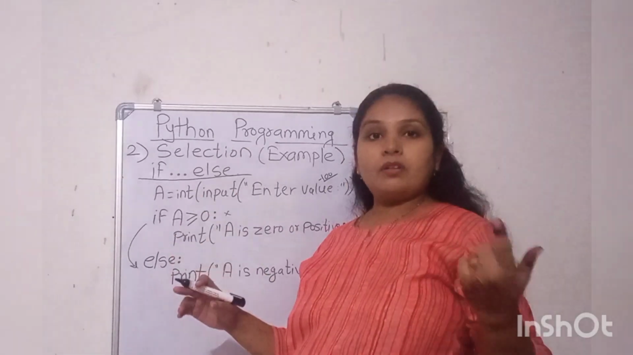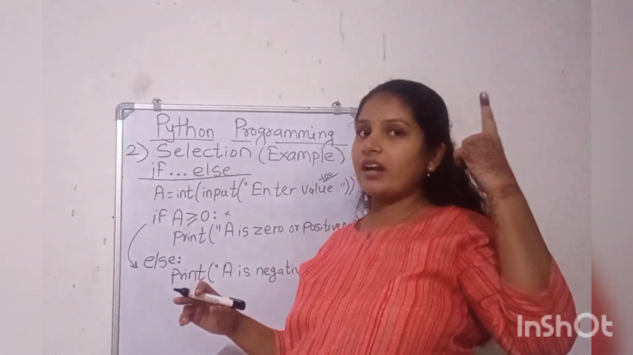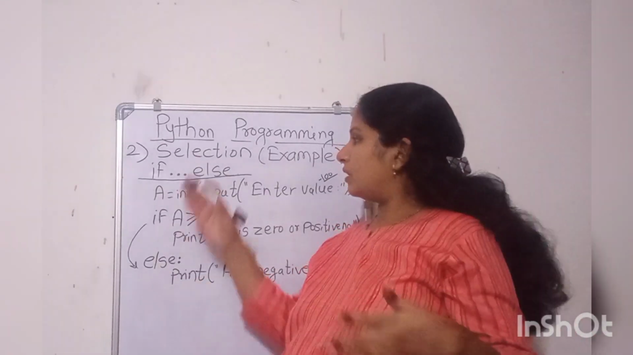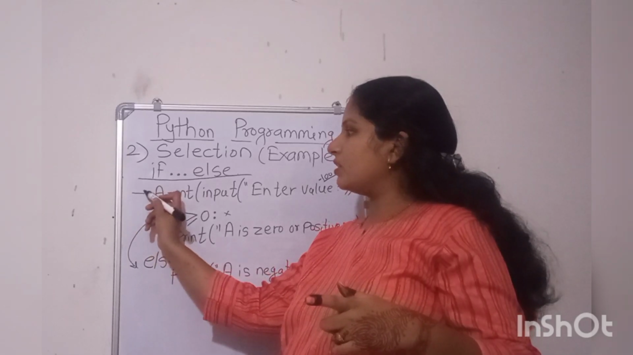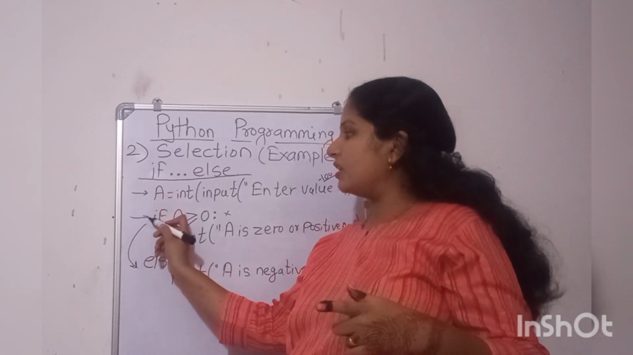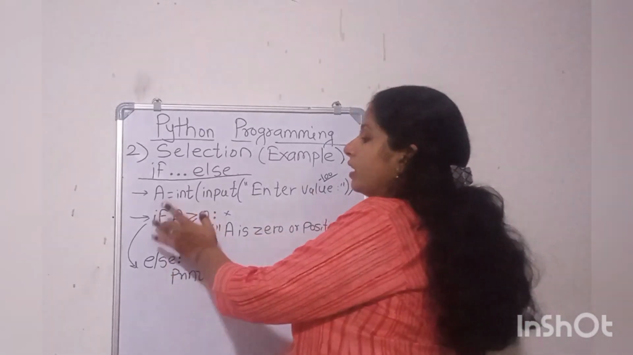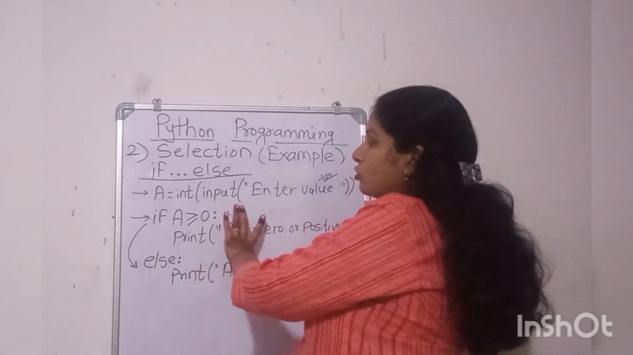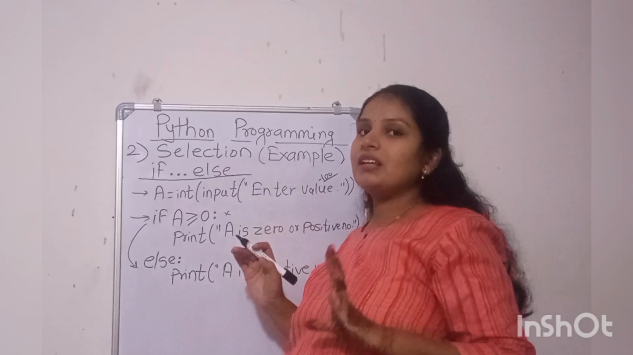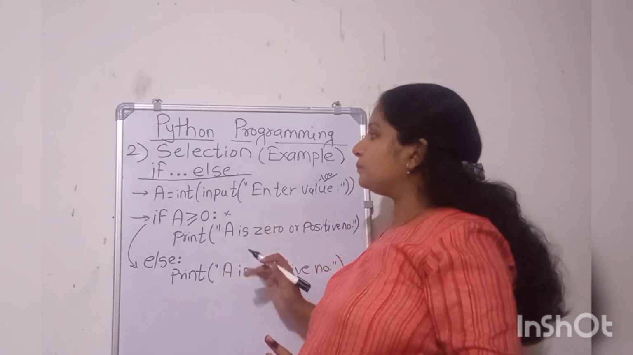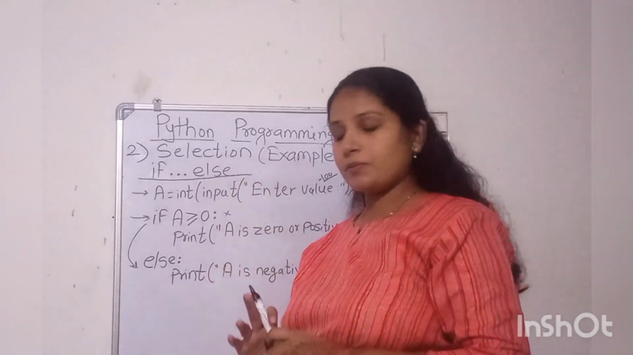As I said before, the first type is sequential type, which is the sequence. After this statement, if this statement is going to be executed, that is sequential. But here I am making a selection, so these are the selection statements. Okay, this is your if else part.